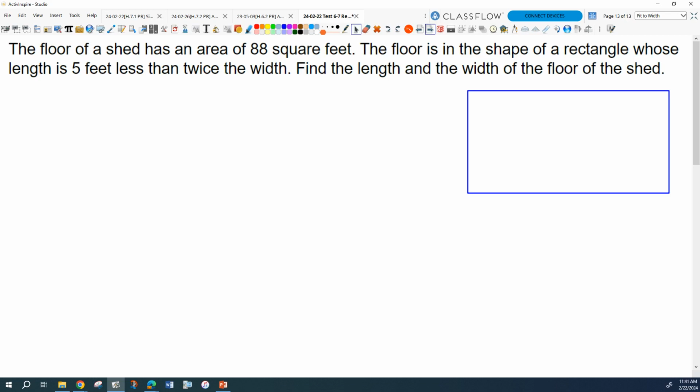Okay, so how about this? The floor of a shed has an area of 88 square feet. The floor is in the shape of a rectangle whose length is 5 feet less than twice the width. Find the length and width of the floor.